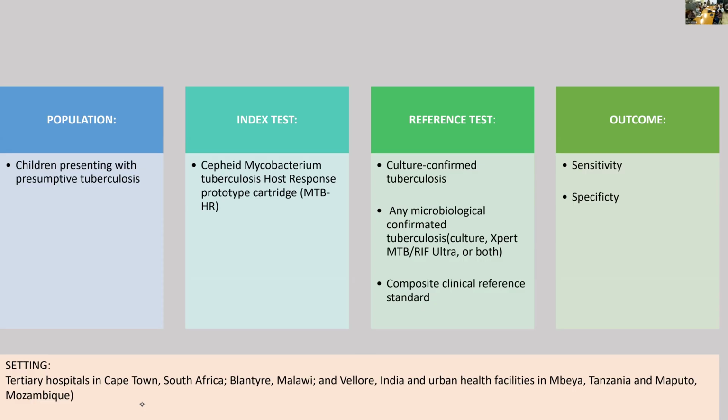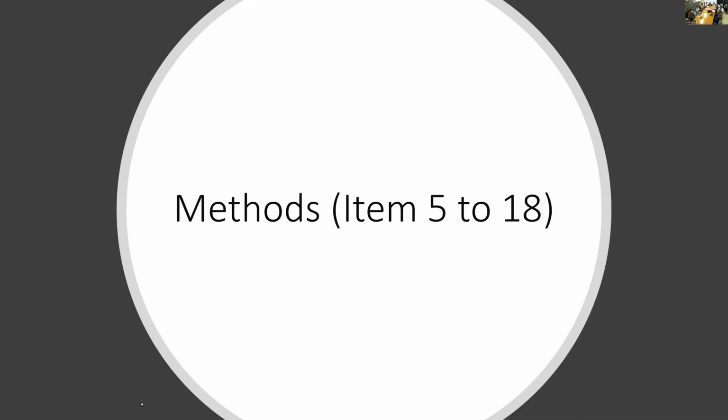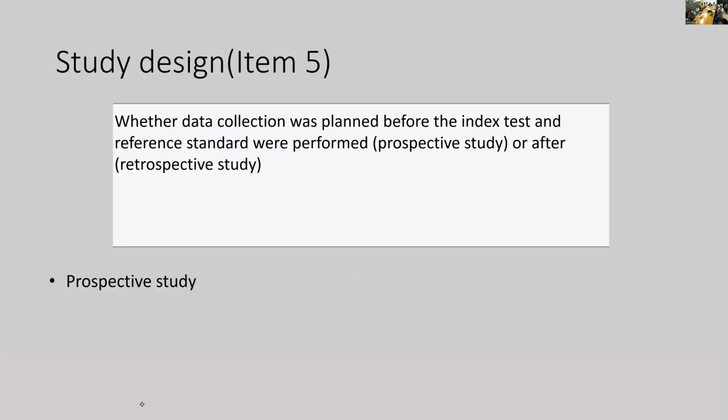They had done it in tertiary hospitals in South Africa, Malawi, and CMC was one of the sites where this test was conducted, as well as in Tanzania and Mozambique. The next items, 5 to 18, basically cover the methodology section. So the first question is whether the data collection was planned before the index and reference standard were performed. It's clearly mentioned that this is a prospective study.